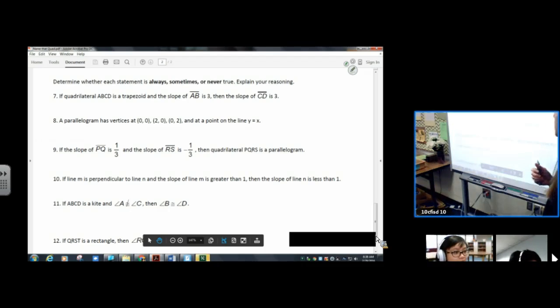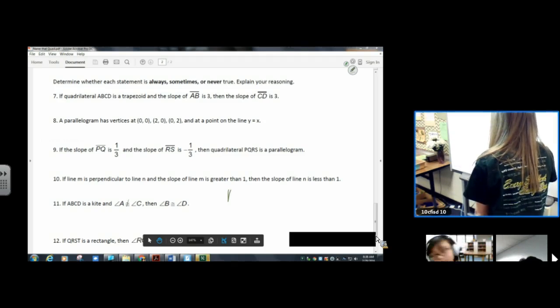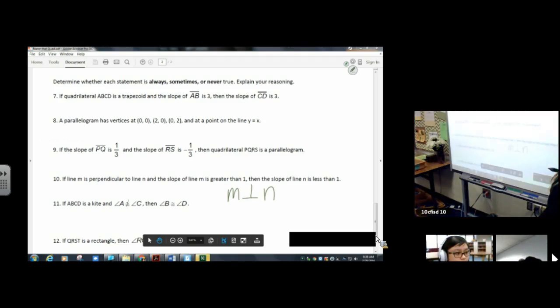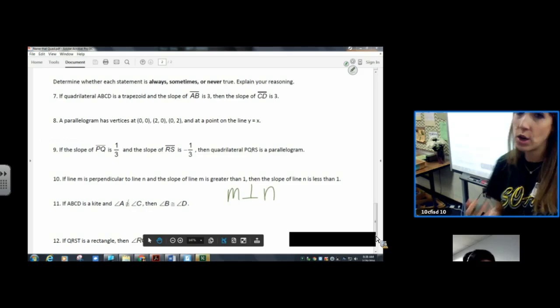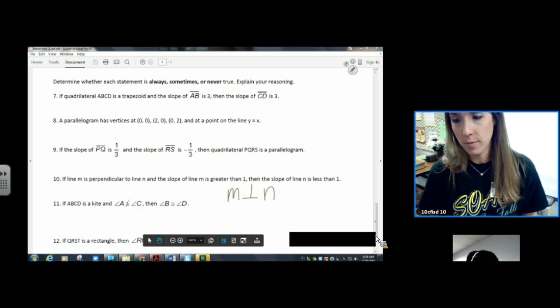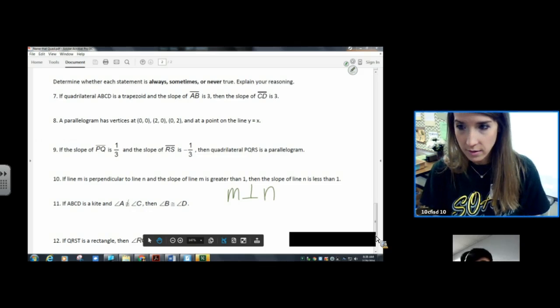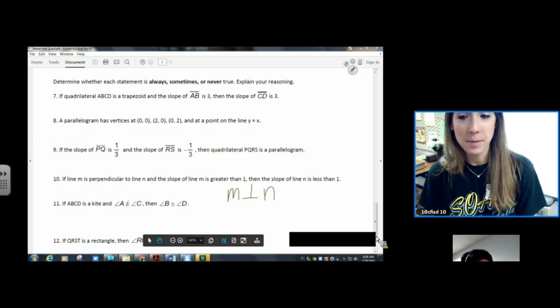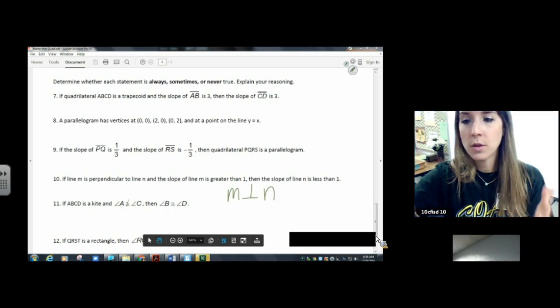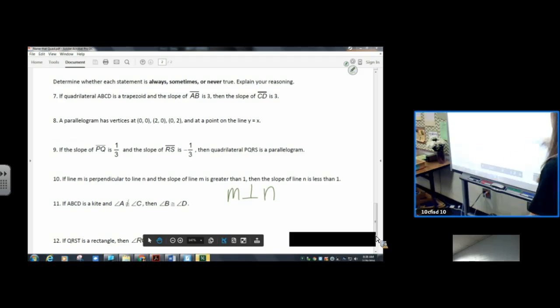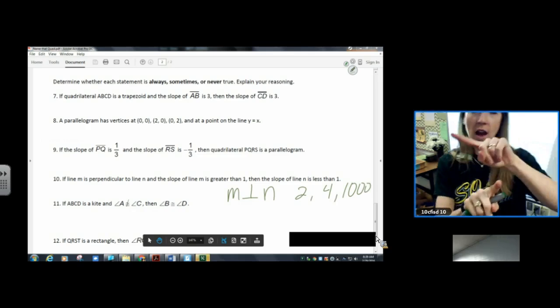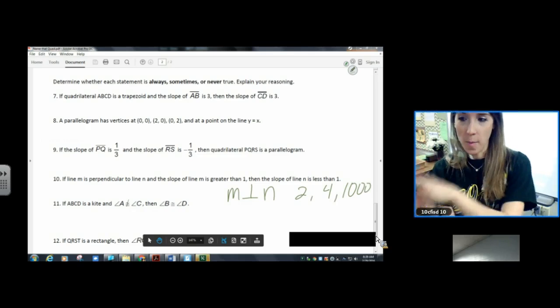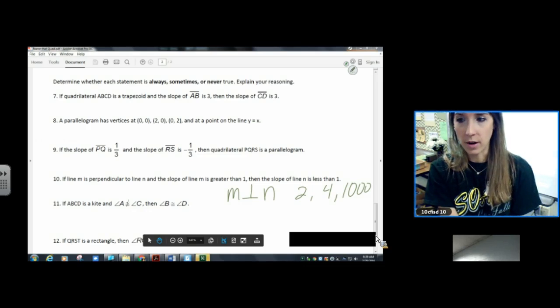All right, so in number 10, line M is for sure perpendicular to line N. The slope of line M is greater than 1. Now, if I know my slope needs to be an opposite reciprocal to be perpendicular, then wouldn't the slope of N have to be less than 1? So, yeah, opposite means change the sign. So if I take anything greater than 1, so 2, 4, 1,000, no matter what, if I do the opposite reciprocal, I've gone from a positive number to now a negative number. And a negative number is always going to be less than 1, so always.